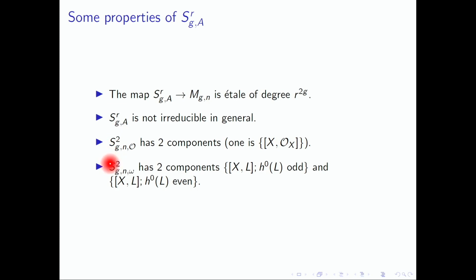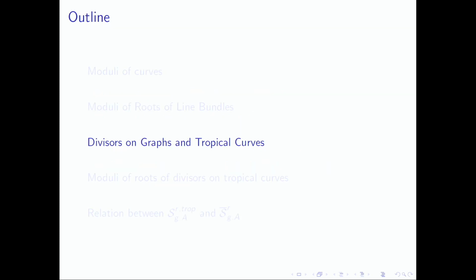These are the moduli space of theta characteristics. There are these two components. And so keep in mind that they are not irreducible. Okay, so these are important things. So I want now to go to the tropical side of the story for roots of line bundles.